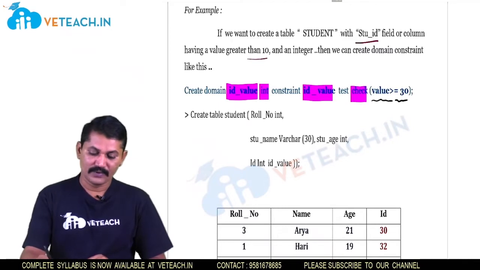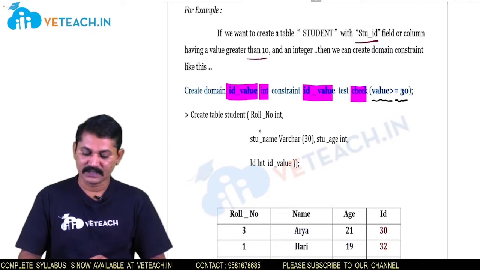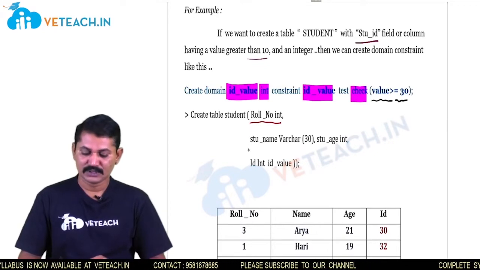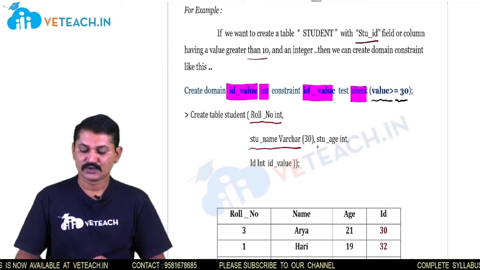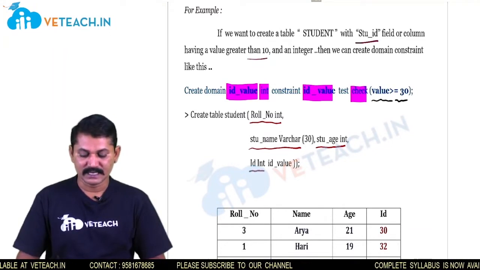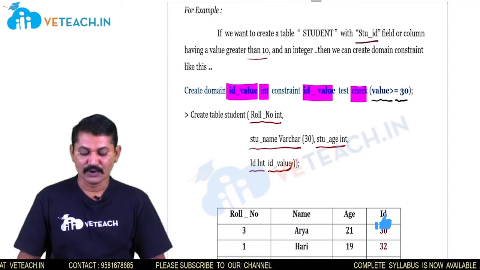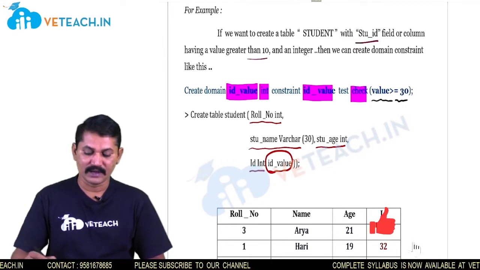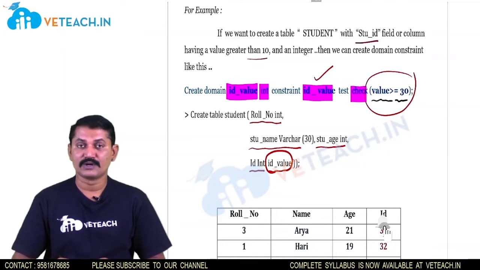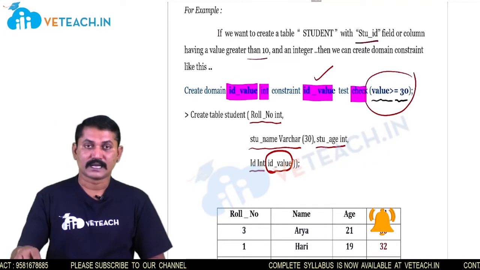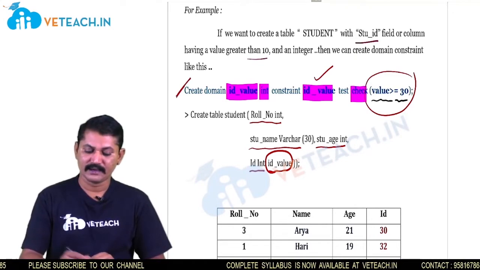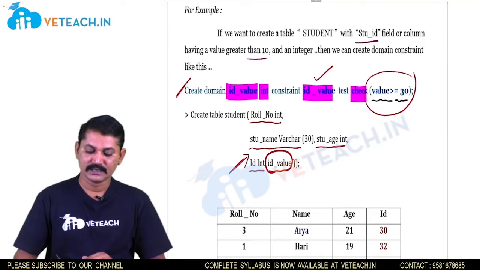Observe here. We can define this in the definition of the table as roll number, the first attribute, student name, the second attribute, student age, the third attribute, and for the ID it must be integer, and ID value. Already we defined this ID value here by checking the condition as greater than or equal to 30. So the domain constraint we defined here is applicable in this relation.